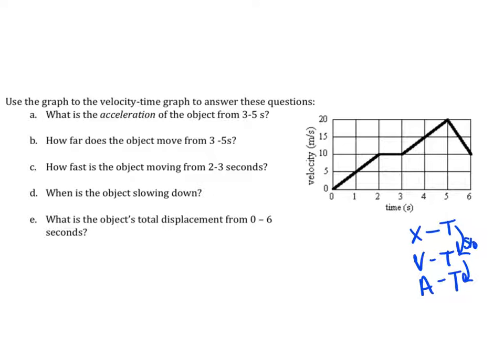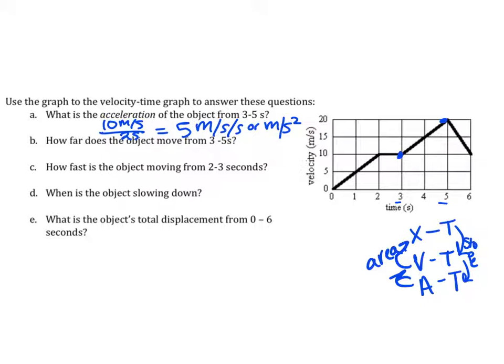Oopsie. I'm running out of room on my writing space here. If you are going up the list, you're going to use area. We are on a velocity time graph and we want to find acceleration, so we're going down the list, so we're going to use slope. For our rise, we're starting at 10 and going up to 20, and this is where my typo was. Our rise is going to be 10 meters per second, and our run is going to go from 3 over to 5 seconds, so that is 2 seconds. That divides out to 5 meters per second, typically written as meters per second squared.